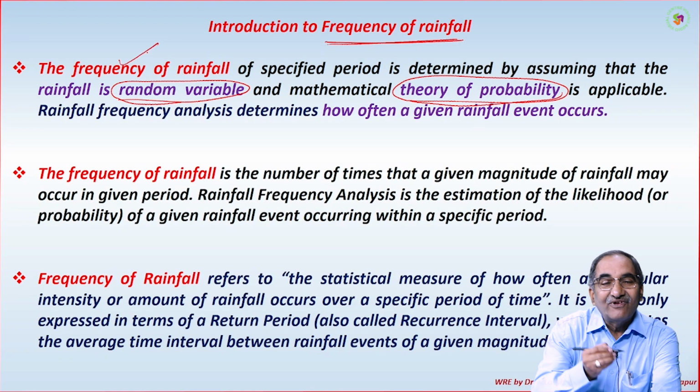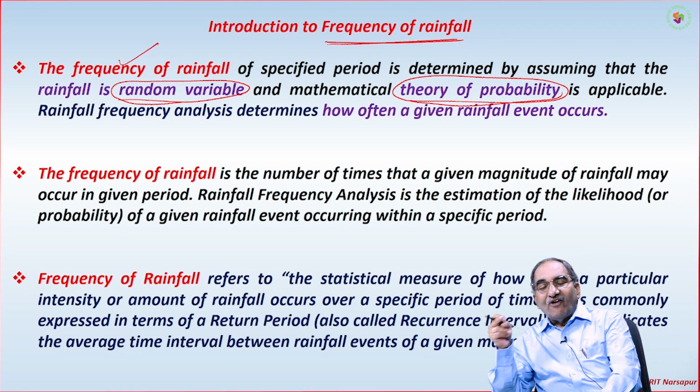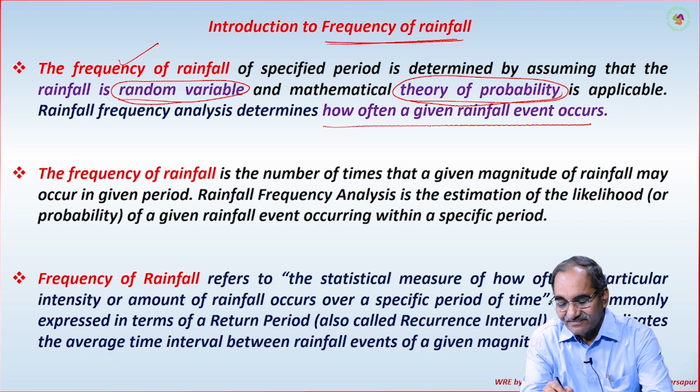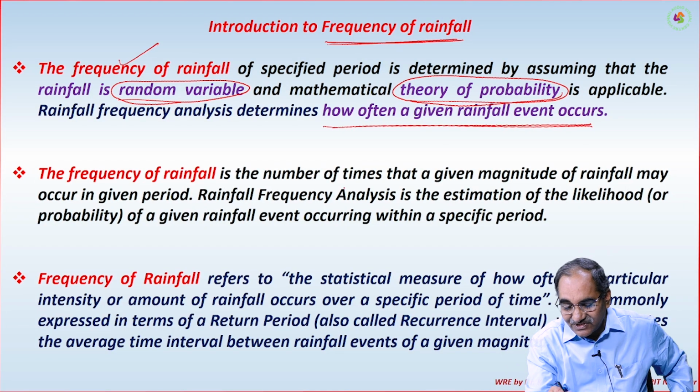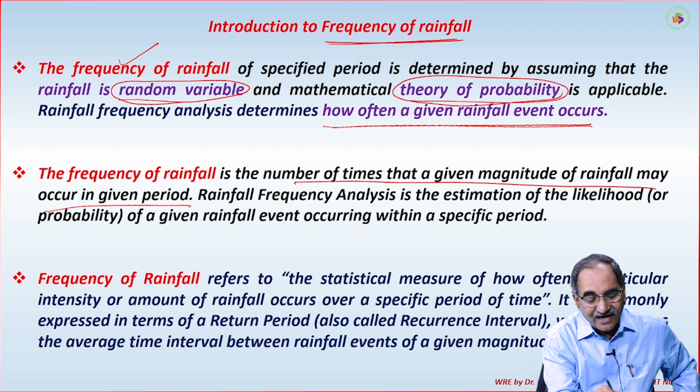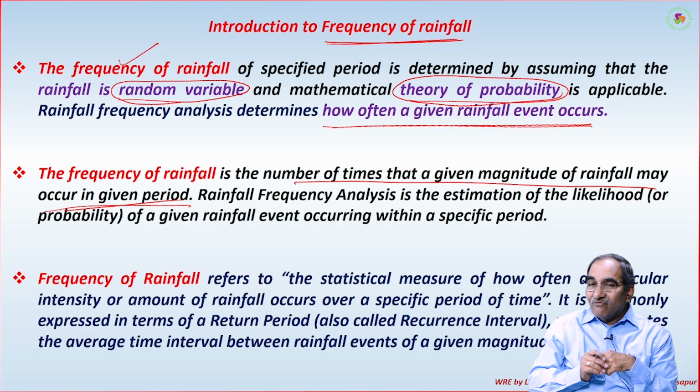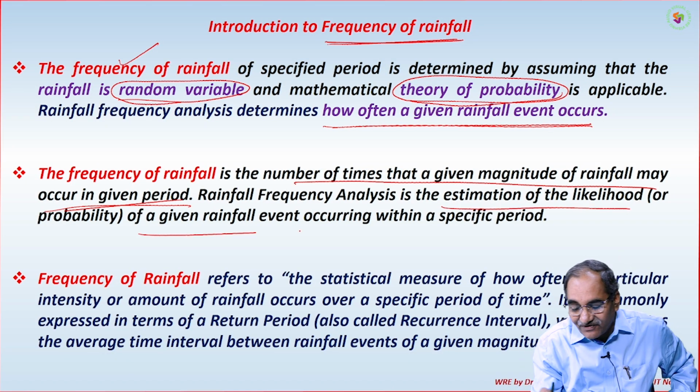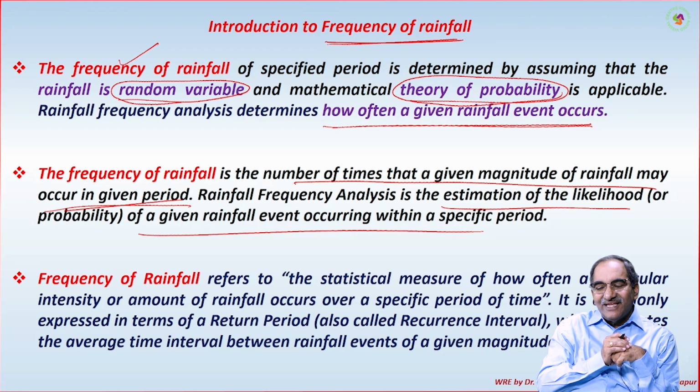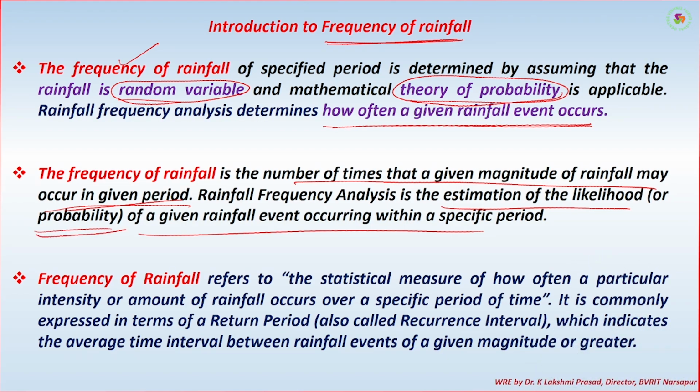Basically, frequency is how often a given rainfall event occurs. It is the number of times a given magnitude of rainfall may occur in a given period. It is the estimation of the likelihood of a given rainfall in a specified period. The probability of occurrence of a rainfall event is what we call frequency. Frequency and probability both we use in a similar way. The probability represents the frequency of rainfall. The probability of occurrence or probability of exceedance defines the frequency of rainfall.